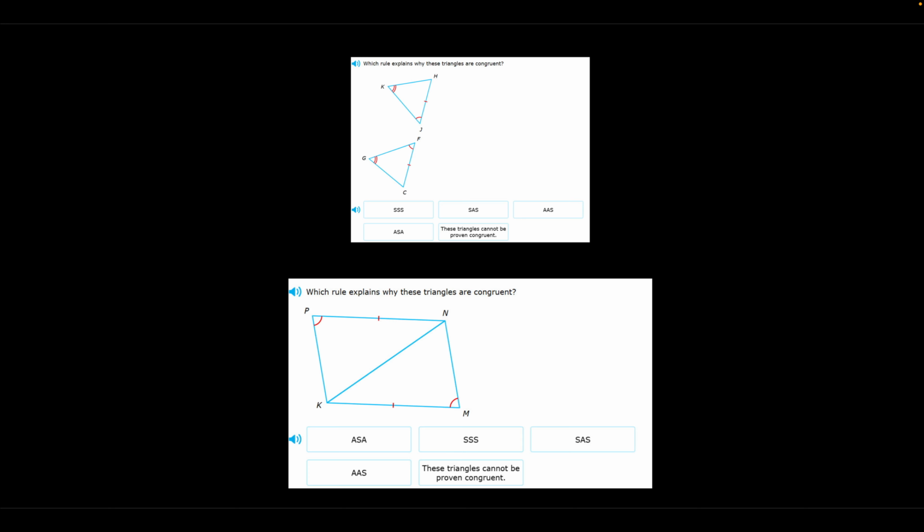Okay, now that you have had time to work these problems, let's check your solutions. For the first problem, you should have said angle, angle, side. And for the second problem, you should have said these triangles cannot be proved congruent. You might be tempted to say SAS, but the angle is not between the two sides, so they cannot be proved congruent.